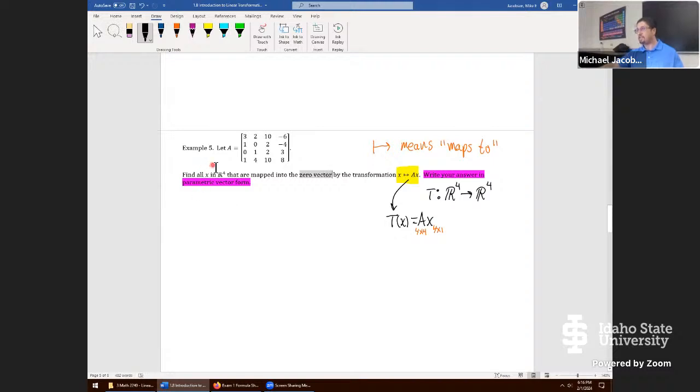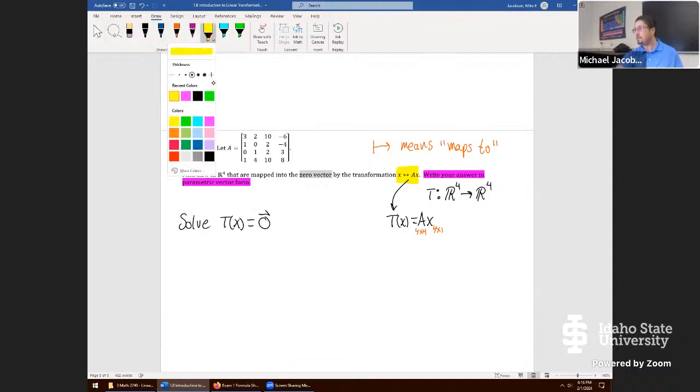It says find all X that are mapped into the zero vector by this transformation. I'll focus on that notation there. So they're asking us to solve T of X equals 0. Just use gray to match up that color coding there. We're solving that equation altogether.